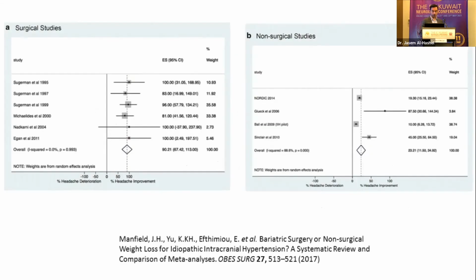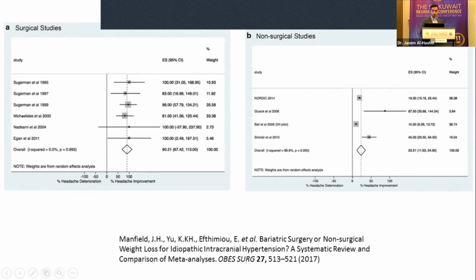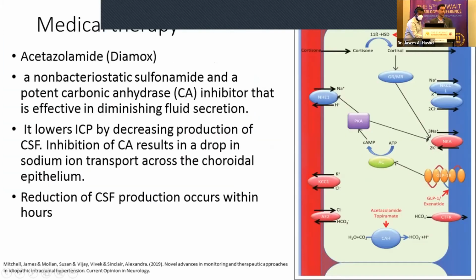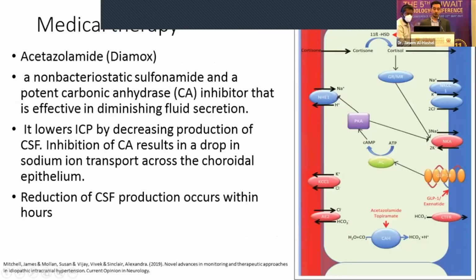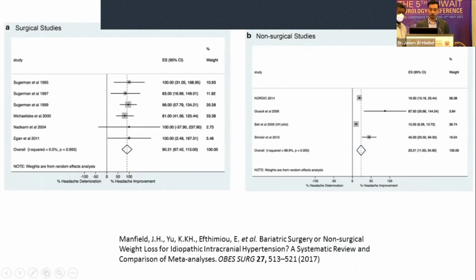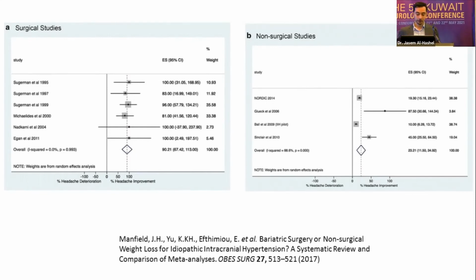This is a meta-analysis or systematic review of meta-analyses looking at surgical versus non-surgical weight loss. It is showing, as you can see, headache improves in more than 90% of patients if they're going for surgical therapy, and in non-surgical therapy or diet, the headache improvement is around 20 to 30%, so it's much less. But keep in mind that patients who underwent surgery lost more weight.